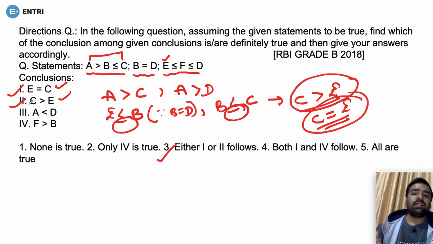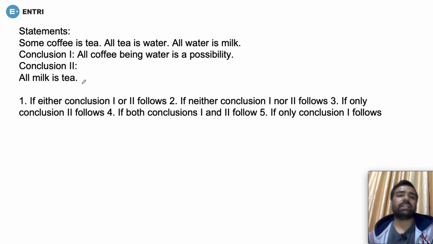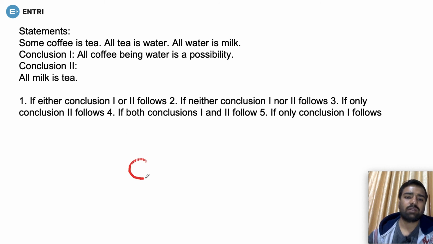Fine. Now if we move on to the next question, the statement given is: some coffee is tea, all tea is water, all water is milk. Now I have already told you that for solving these types of questions, the best approach is to use the Venn diagram. So they have given the statement some coffee is tea. This means some of the coffee is tea.